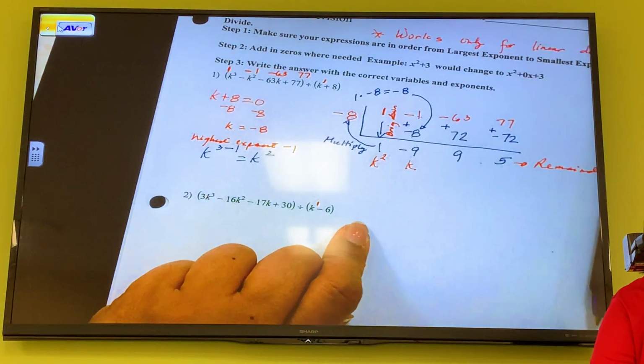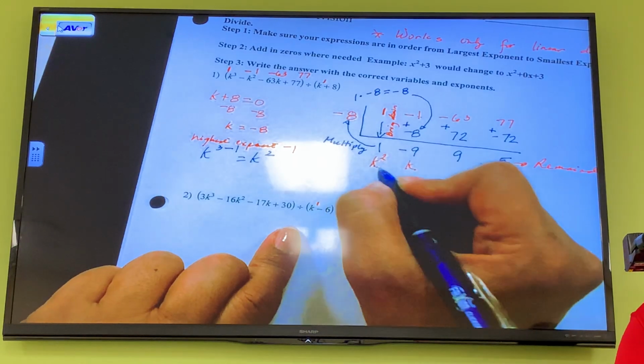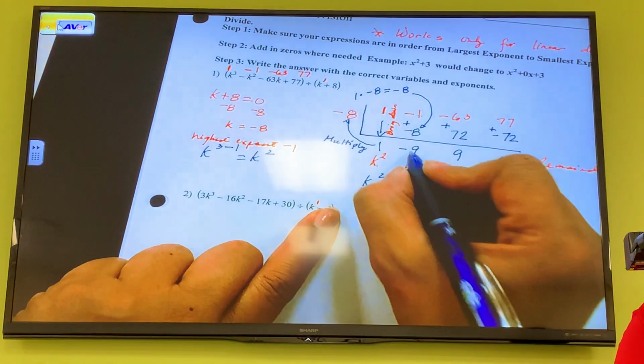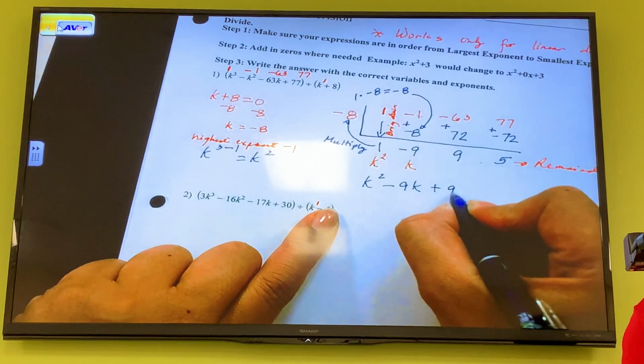So to write the whole thing out, 1 times k squared, or 1k squared, is the same thing as k squared. So don't put the 1 anymore. Then you've got the negative 9k, then plus 9.